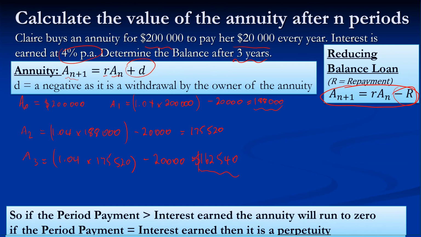So you can see that if the periodic payment, this $20,000 here, is greater than the interest or how much it grows, well, that annuity is going to run down to zero eventually, isn't it? But if the interest and the periodic payment are the same, then it's perpetual. It's a perpetuity.